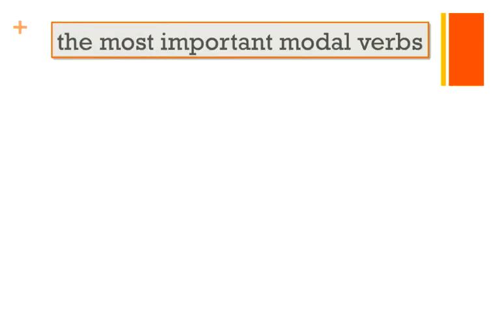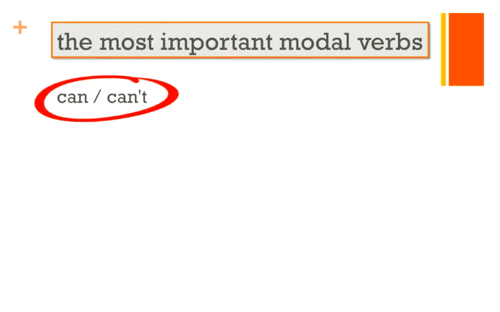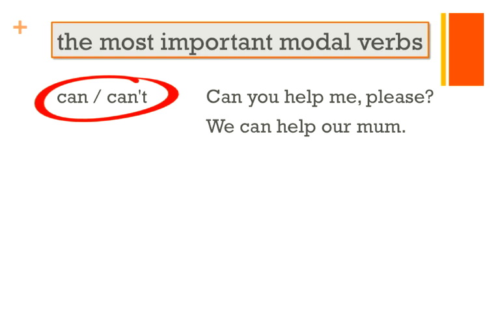Alright, let's start. Let's go right ahead with maybe the most important English modal verb, and that is can, and its negative form can't. Let's start with a couple of examples. You can, of course, form the question, can you help me, please? It's perfectly all right. Or you can say, we can help our mom. It's a perfectly all right English sentence. But can you say, I can English? Can you use can in English as a full verb?